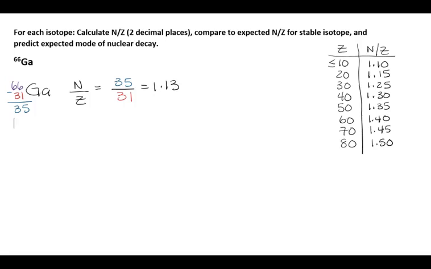So we'll look at our approximation. Gallium's atomic number Z is 31, so it's around here. So we would expect a stable N to Z ratio to be around 1.25. And we can see 1.13 is quite a bit less. So the N to Z ratio is too low, and when it's too low, the primary modes of decay are positron decay and or electron capture.